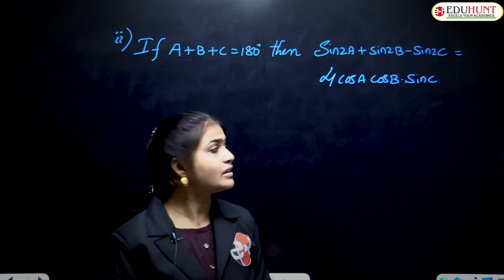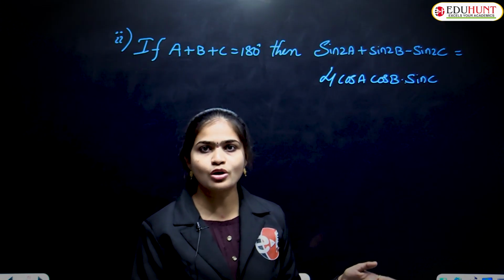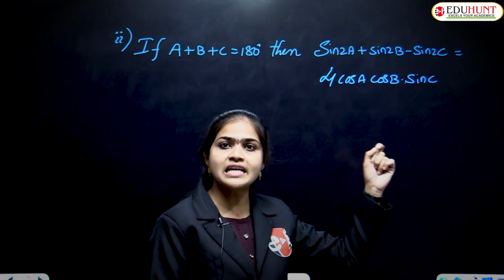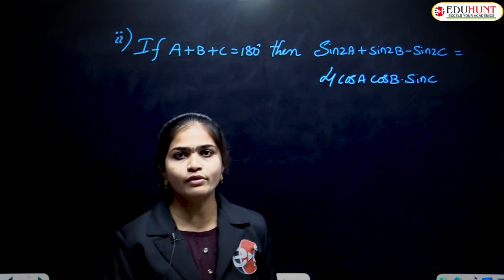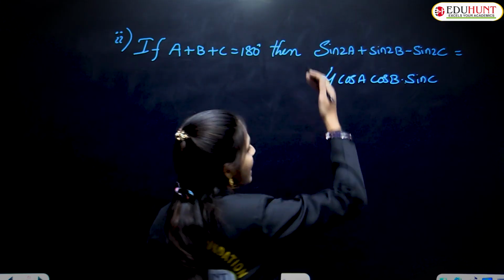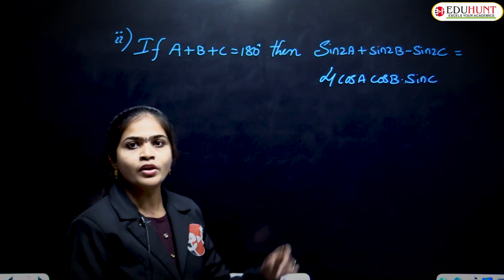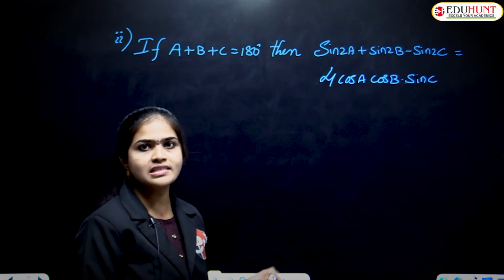Understand? So the trigonometric ratios having the positive sign will be changed to cos. And the trigonometric ratio having the negative sign, that one, as it is a sine ratio, we have to write it. For example, here sin 2A is having the negative sign, so 4 sin A cos B cos C. Understand? So these are the formulas.